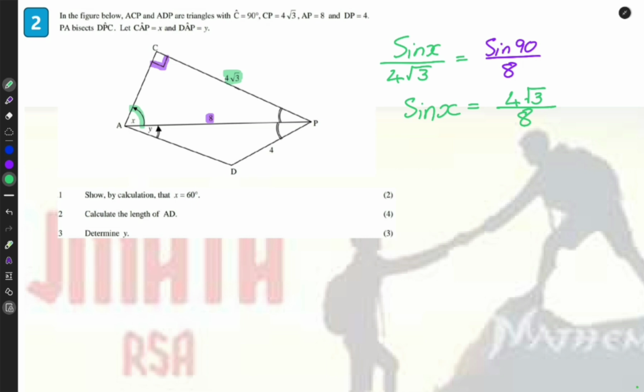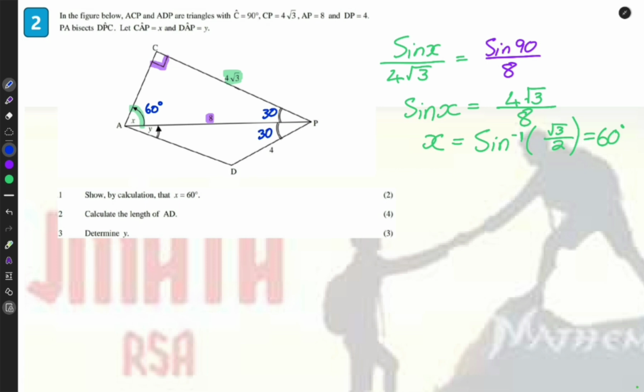And I can just multiply over and then say sine x will be equal to 4 root 3 over 8. Sine 90 is actually just 1. So now to get x, I can just shift sine this answer, and this answer would give me 60 degrees if we're working with sine. Perfect, I answered question 1. If I just complete my triangle, I now know that x is 60, and therefore the other angle in that right angled triangle must be 30 degrees. Now, they also told me that this angle is bisected, meaning the bottom part is also 30 degrees.